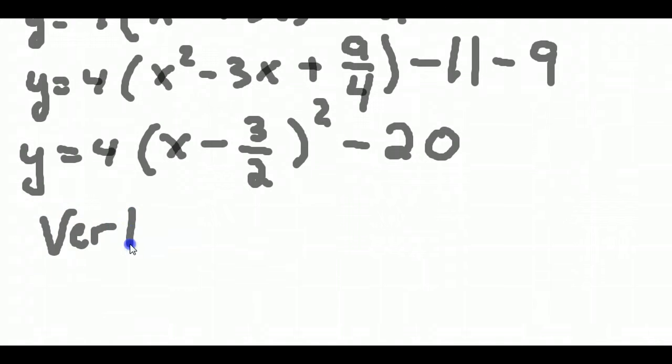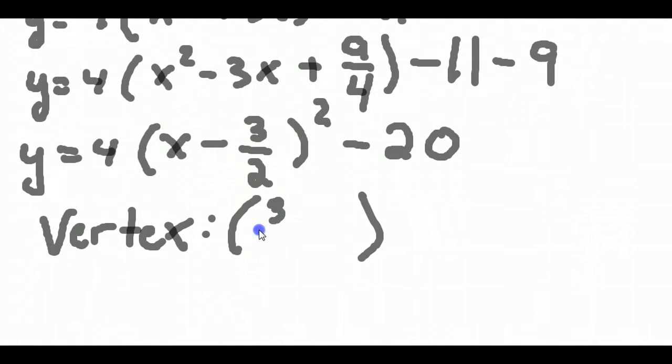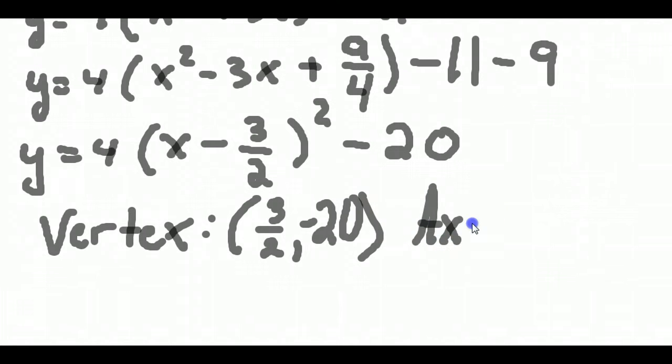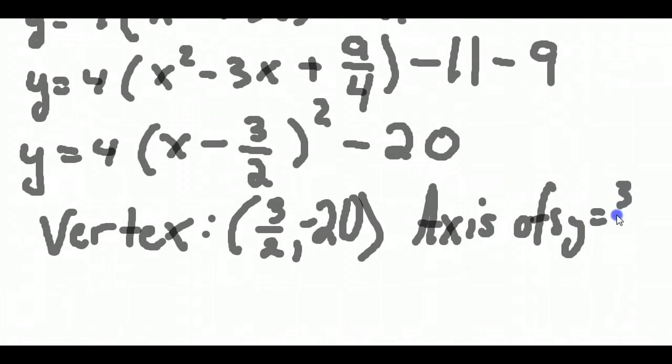So looking at this, can somebody tell me what the vertex is? 3 halves and negative 20. Perfect. Yes. And so what is the axis of symmetry? 3 halves. And so then the last piece is, does this open up or down? It's open up. Very good. All right, so that is that.